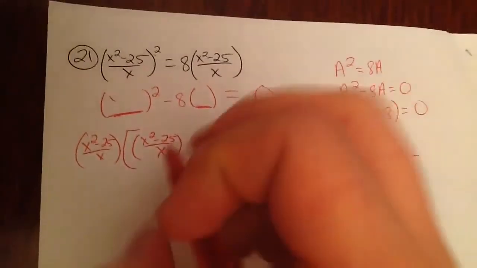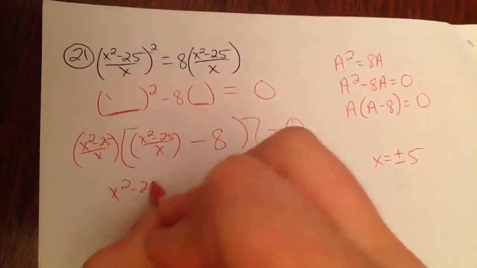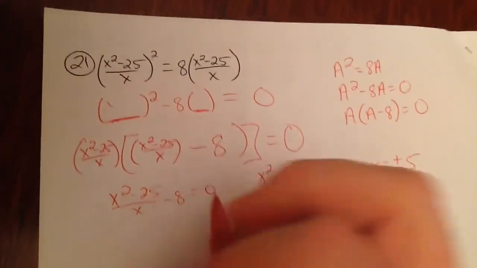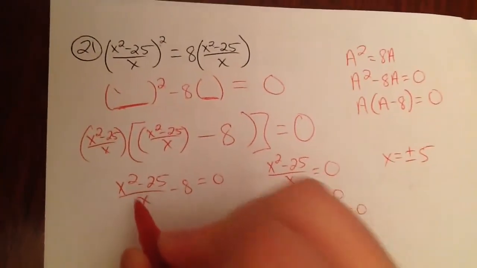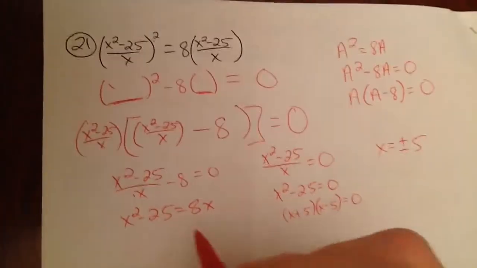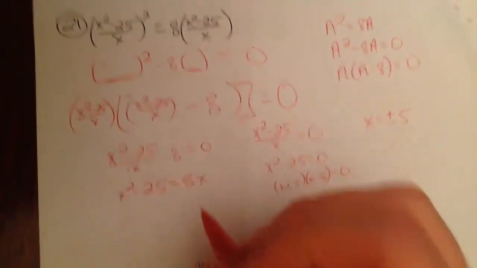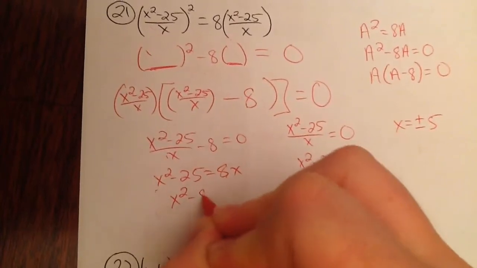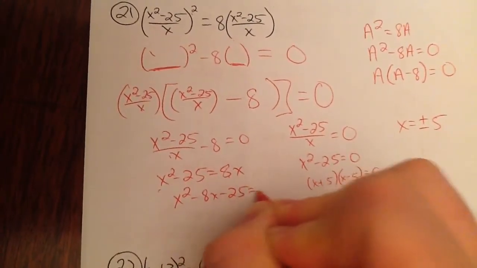And then this one I have to set equal to 0, so I have x squared minus 25 over x minus 8 equals 0. Add 8. I'm going to do 2 steps. Add 8 and then multiply by x. See, x squared minus 25 equals 8x. X didn't go away, so it's a little harder to factor. So now I got to subtract the 8x. So x squared minus 8x minus 25 equals 0.